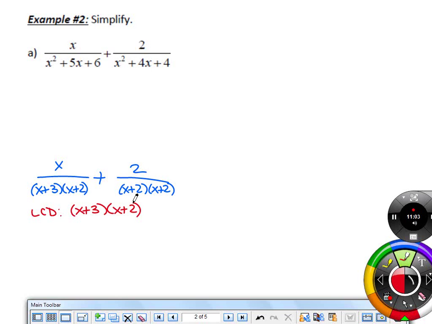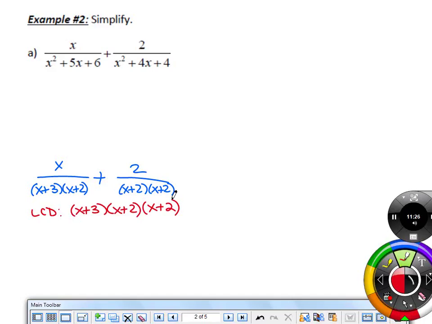But then when I look at the next denominator, it has two x plus 2s. I already have an x plus 2 as part of my common denominator, but I don't have two of them, so I need to put in another one so that there would be two of them. So in the end, I need these two fractions to have this denominator with these three different factors in it.